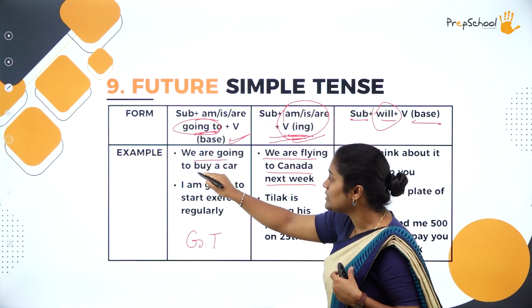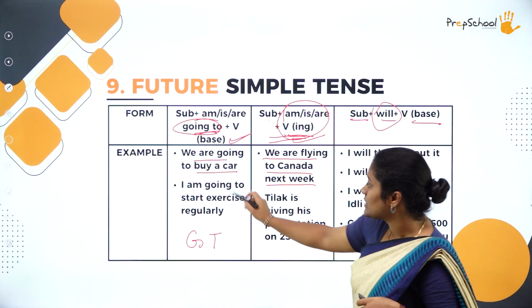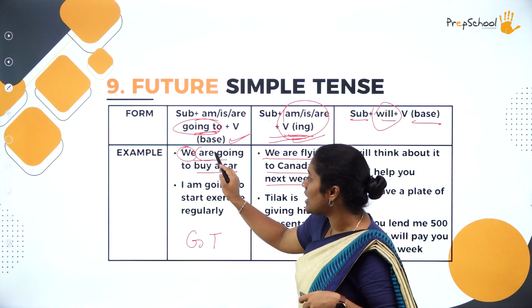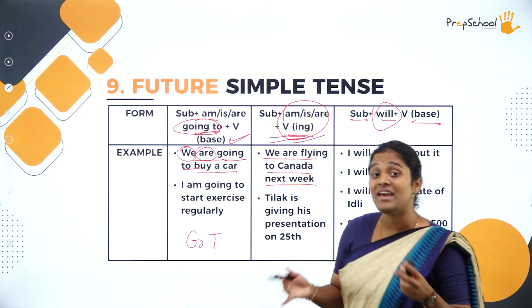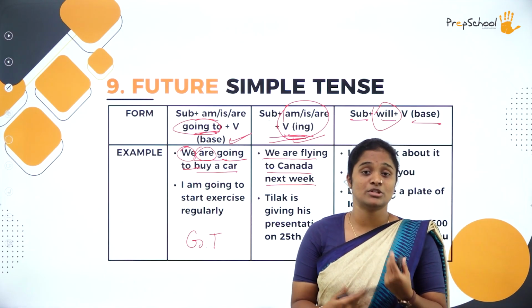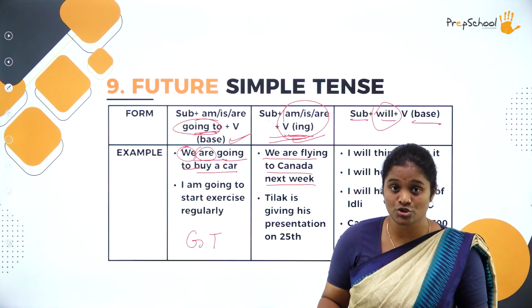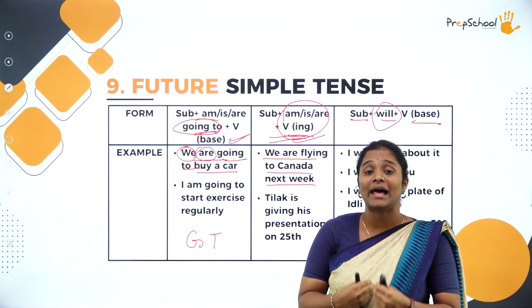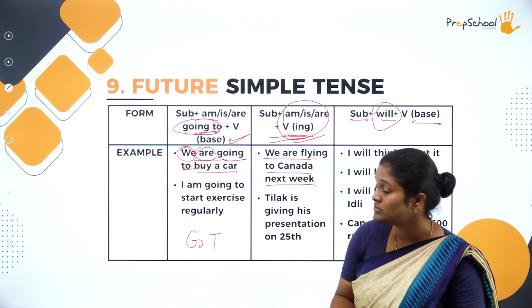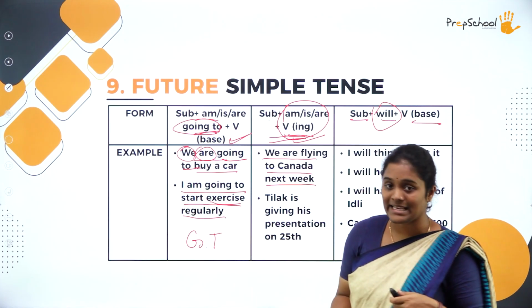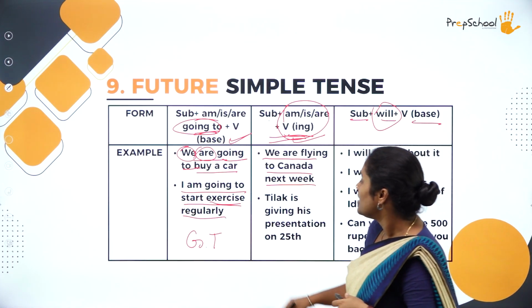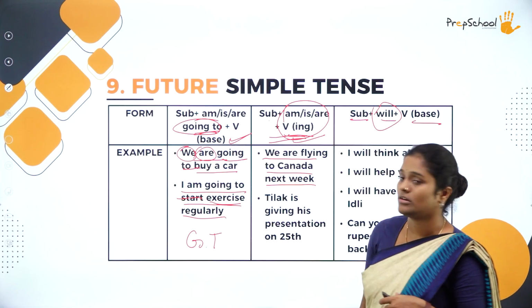We are going to buy a car. There is the subject, am, is, are, appropriate to the subject, followed by "going to buy a car". When, which time period, in which month of the year, we don't know. We are not really sure. But we do have the plan. We are intending to buy a car. Okay? I'm going to start exercising, or I'm going to exercise regularly.